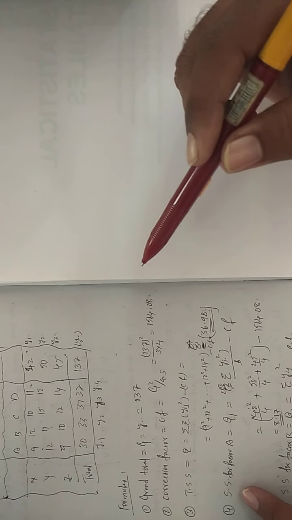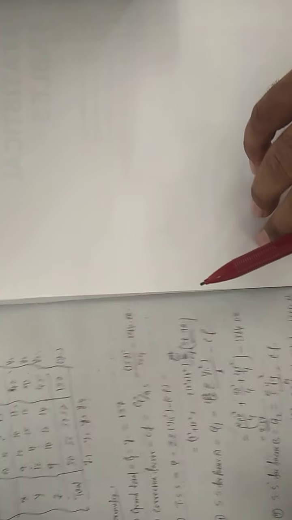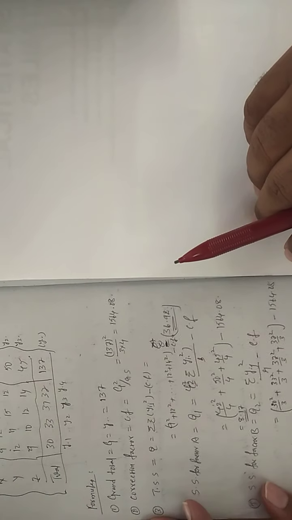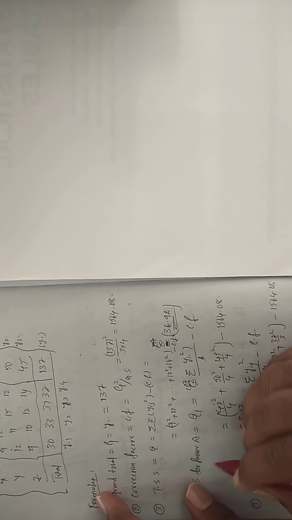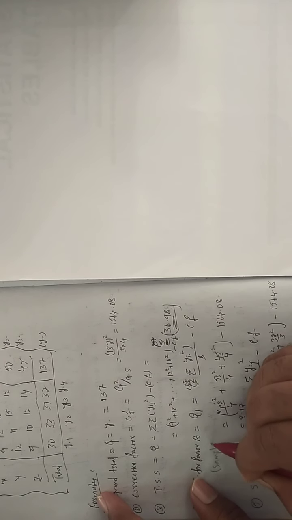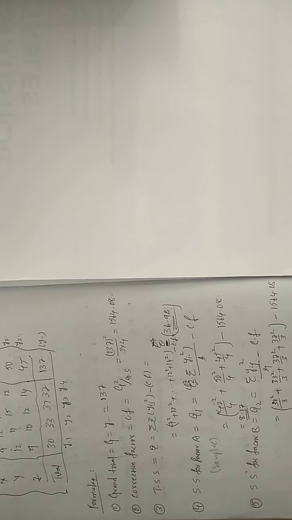Now go for Q1. Q1 means, according to our notations, the rows information. So sum of squares for factor A. So what are factors A here? Factors means here samples. According to the problem, samples.